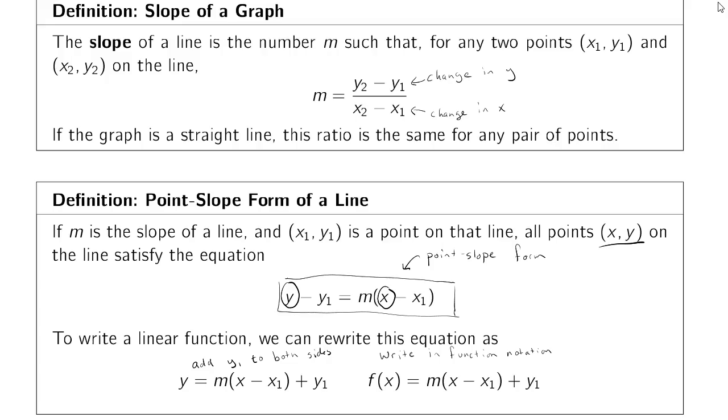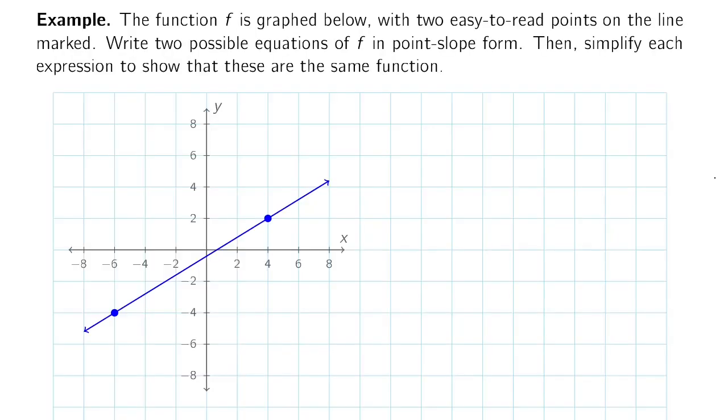Let's see an example. Here we have the graph of a function f, and we've marked 2 easy-to-read points to save hunting for them. We're asked to write 2 possible equations of f in point-slope form, and then simplify both of them and show that they actually represent the same function. So the 2 points we have marked here are -6, -4, and 4, 2. Now, there are ways we could calculate the slope directly in the picture, but I want to use the formula in this example.